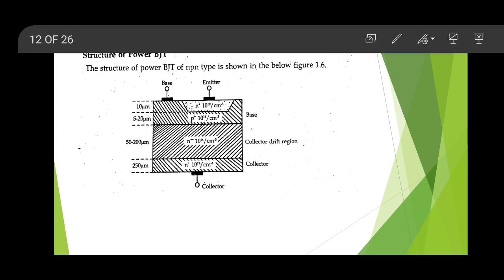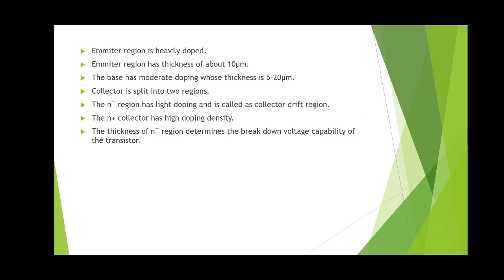The collector is split into two regions. We can see clearly that the collector is split into two regions. So the two regions of the collector are the collector drift region and the collector region. The N- region has light doping and it is called the collector drift region. The thickness of the N- layer determines the breakdown capability of the transistor. The N+ collector region has high doping density.